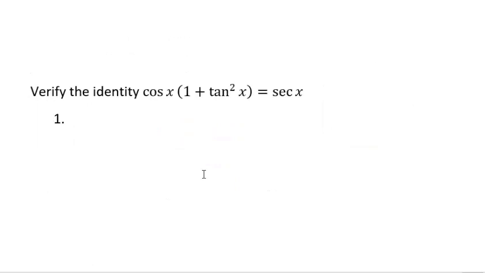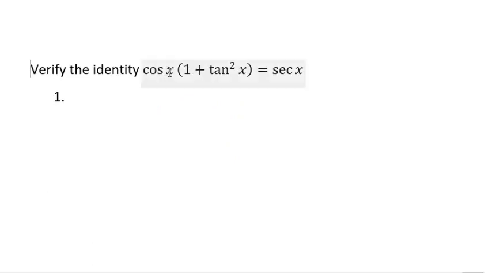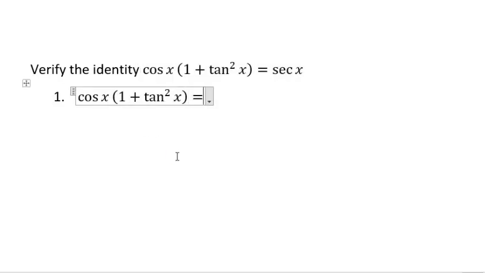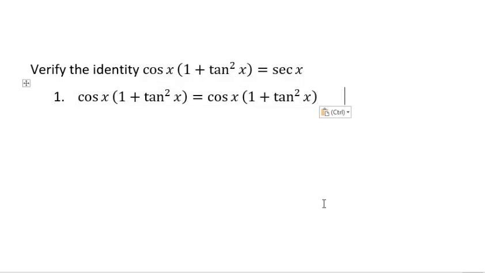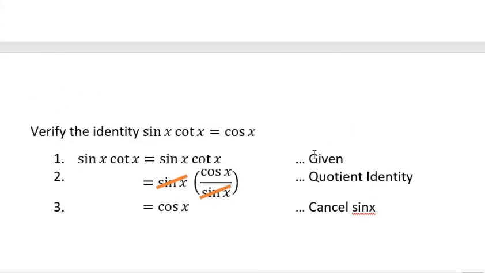Okay, now let's verify another identity. Cosine of x times 1 plus tangent squared equals secant of x. So I'm gonna copy the left side, okay? That thing is equal to itself. My justification is that it's given. Okay? I already know that thing is like, or I could even say, identity. Instead of given, I could put identity because that is a basic identity. Everything is equal to itself. Okay, every single thing is equal to itself.